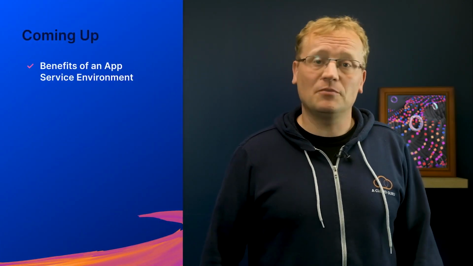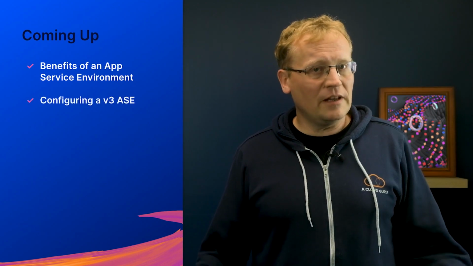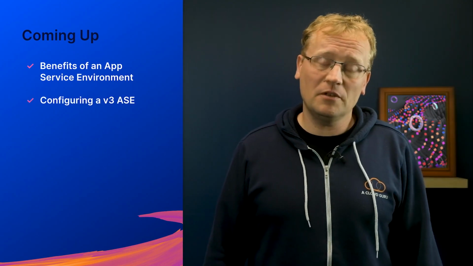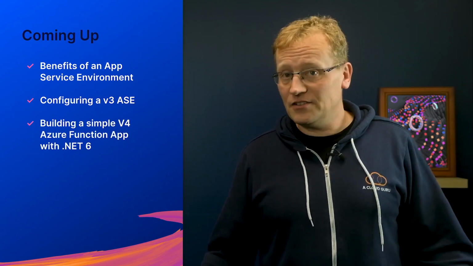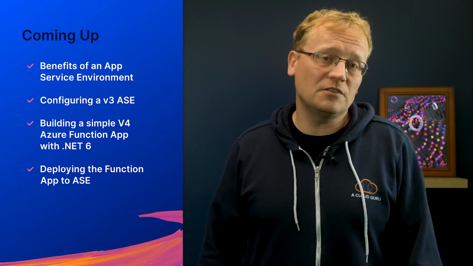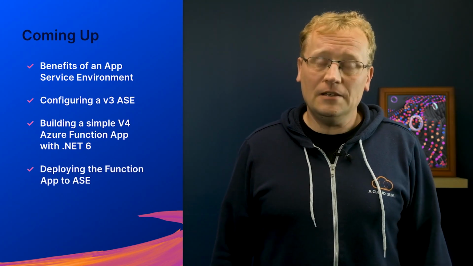In this talk, we will guide you through one way of choosing a secure infrastructure, securing an Azure function with an app service environment. This is a great way to meet compliance requirements for that confidential or highly secure solution that you're building. So coming up, we're going to go through the benefits of an app service environment, configuring a version 3 app service environment, building a simple version 4 Azure Function app with .NET 6, and we're going to deploy that function app as well to the ASE. And now, here's James. Thanks, Lars.